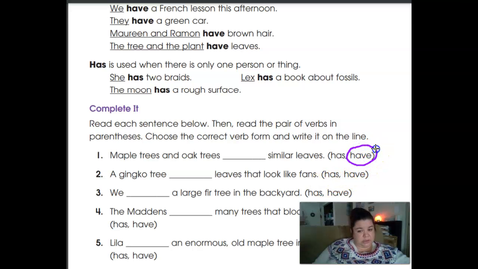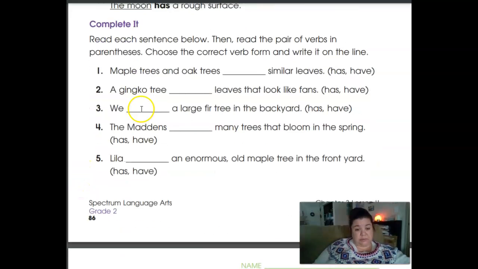I don't want you to circle it. I want you to write it on the line and make it fit on the line. Try to make it write small if it'll fit on the line. Okay, let's look at the next one.